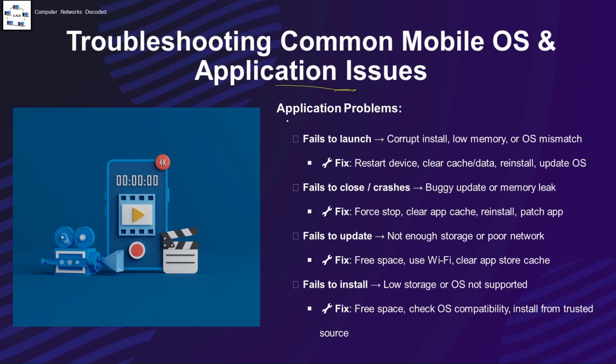The first topic is application problems. Now we will study different application issues and how to fix them. The first issue is that the application fails to launch or open. This may be due to a corrupt install, low memory on your mobile device, or an operating system mismatch. To fix this, you can restart your device, clear the cache and data, reinstall the application, or update the operating system.